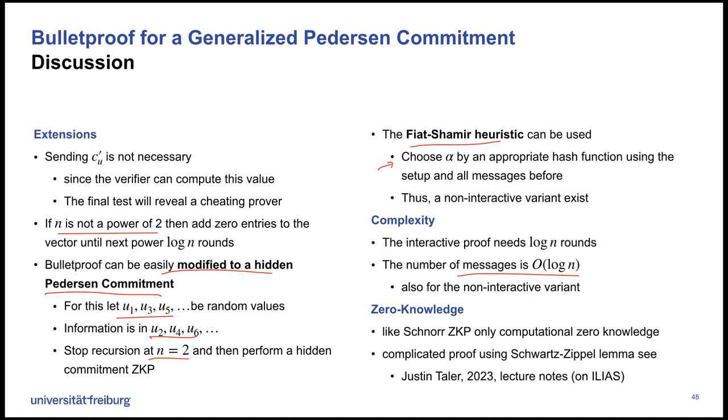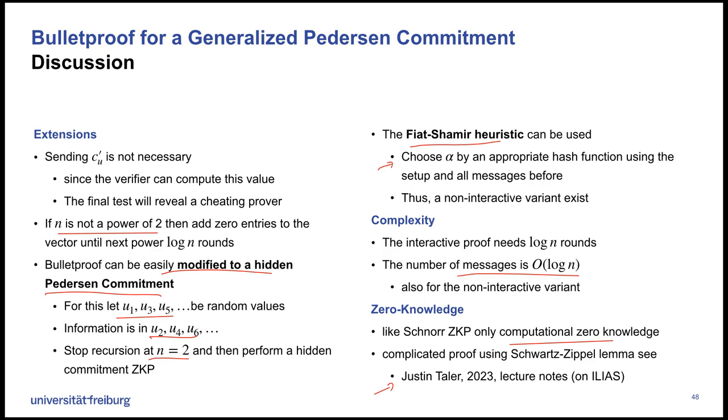Like Schnorr's zero knowledge proof, it is only computational zero knowledge, and you can prove that it's computational zero knowledge, and you can just refer to the lecture notes, because we're running out of time in this lecture at some point, and this is only an introduction to cryptography. If I remember correctly, it's not an advanced course in cryptography.